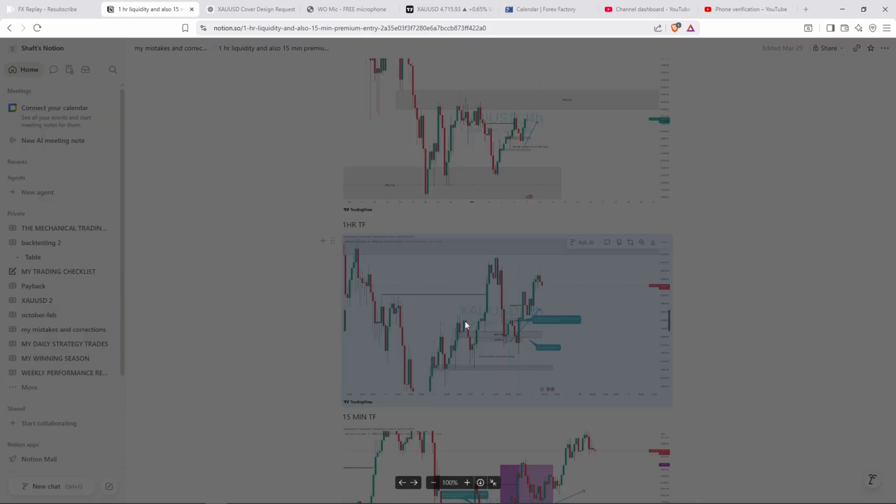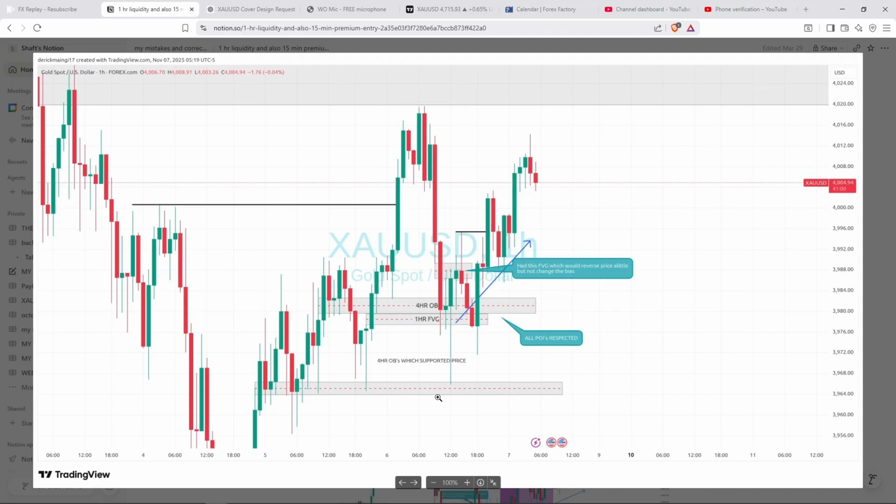Let's go to a 1-hour time frame. On the 1 hour, after this 4-hour order block supported price, price came and engulfed the previous candle and then tapped into a 1-hour fair value gap. So you can see we had this fair value gap, which will reverse price a little but not change the bias.